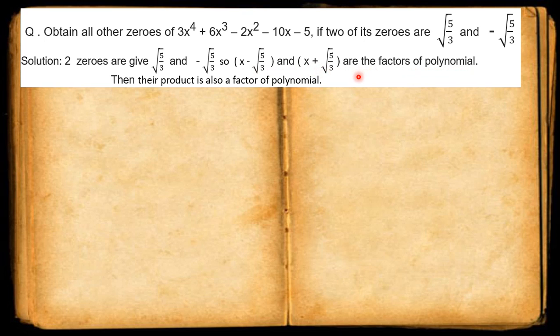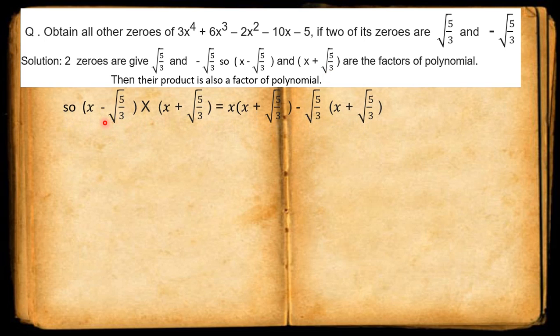As we know, if two numbers are factors of the same number, then their product is also a factor. In the same way we will use here: if x minus root 5 by 3 and x plus root 5 by 3 are the factors, then their product will also be a factor of the polynomial.